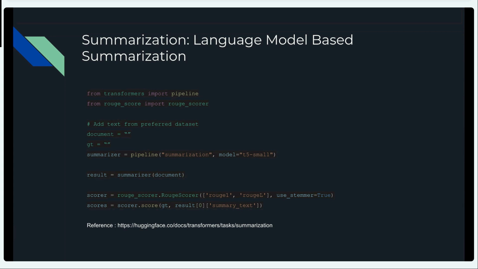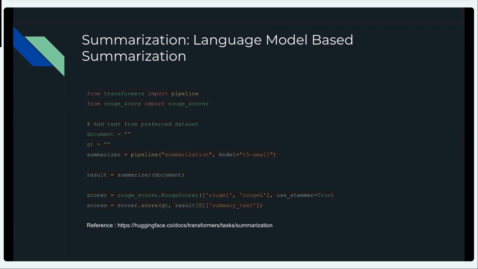What we are doing is creating a pipeline, and for this pipeline, we are specifying a task. Since we are going to do summarization, we specify the task as summarization, and we are going to use the T5 model, basically a smaller version of it. So I'm specifying that model, creating a summarizer, and passing the document to it, and this will generate a result for me. I don't have to do anything special over here, since I'm just calling the model. And for these results, I can, of course, use my ground truth to calculate my ROUGE score.